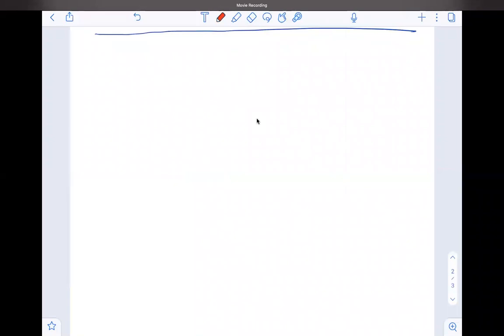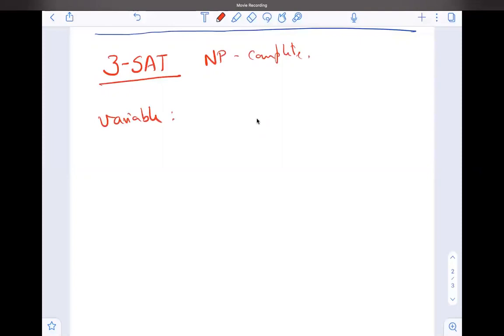Let me give you a slightly lesser version of SAT. It's called 3-SAT. This is also NP-complete. Now, what is 3-SAT? You have variables, which are called propositional variables. Say it has x1 to xn. They will take values from either true or false.